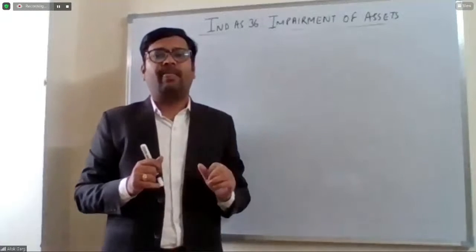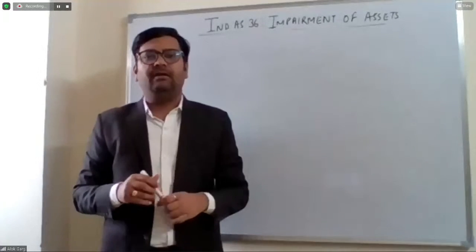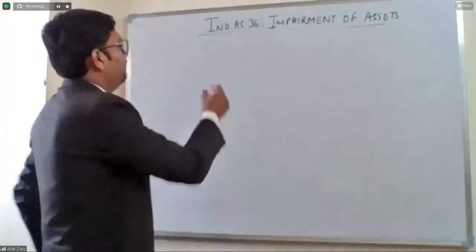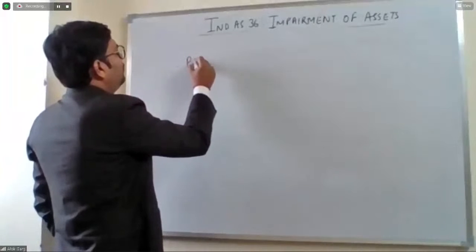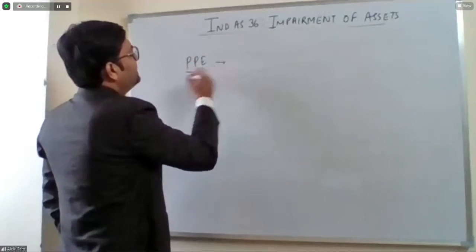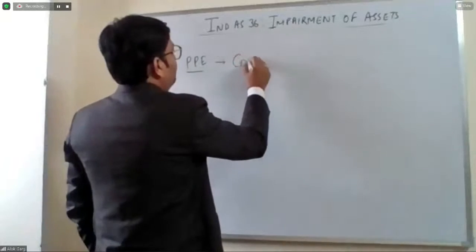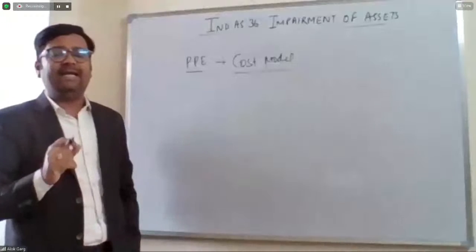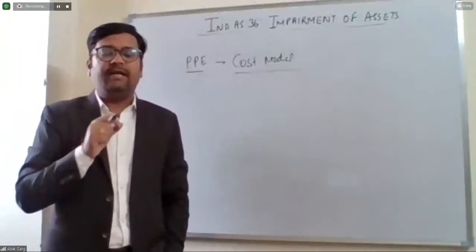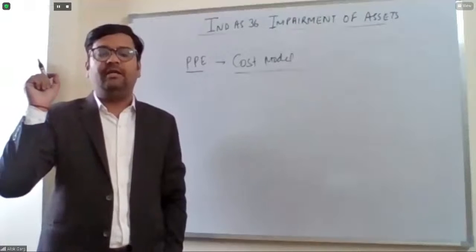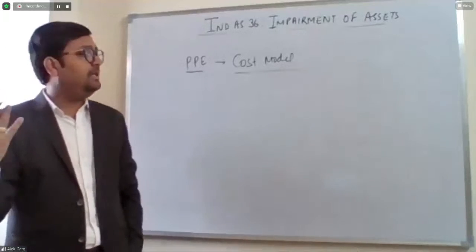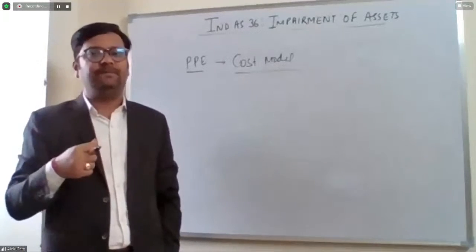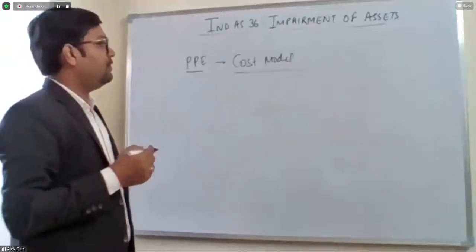Now, for example, the company has opted for a cost model for property, plant and equipment. Pujita, what is meant by cost model? Cost model means the company has recognized the asset at cost and continues with the cost. Whatever accumulated depreciation is there has to be deducted, and if there is any impairment, that has to be deducted. So the company is opting for a cost model.